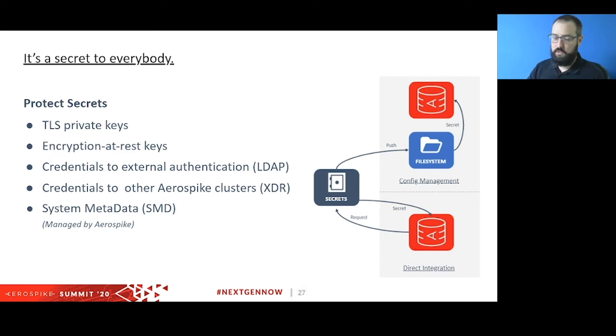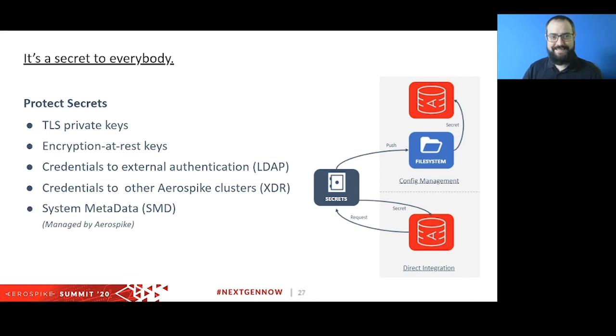The first pattern here is shown on the upper right of this diagram. And this is basically integrating secrets management into the configuration management workflow. For example, configuration management tools like Ansible, Chef, Puppet, those types of things can be set up to bring in secrets from the secret store when configuring a node. Aerospike loads the secrets from the file system, and it is completely decoupled from the secrets management system. This has the advantage of being pretty straightforward to set up. There's lots of examples out there, and it's compatible with just about every secrets management tool that there is.